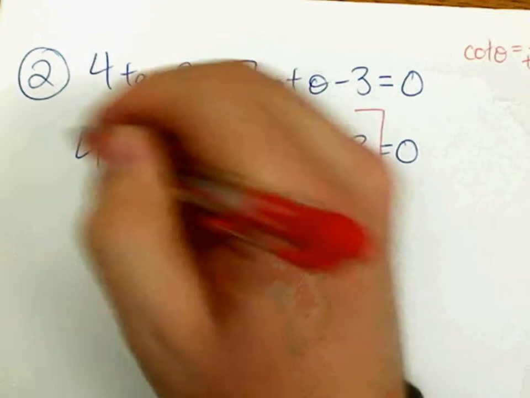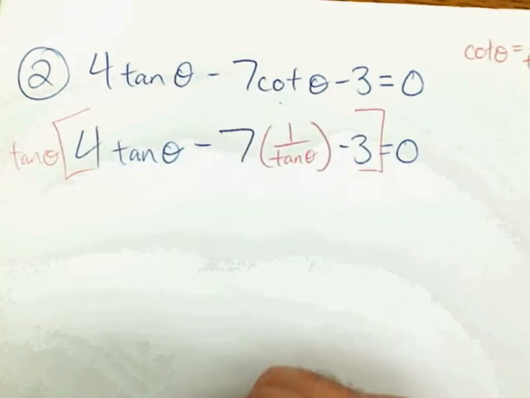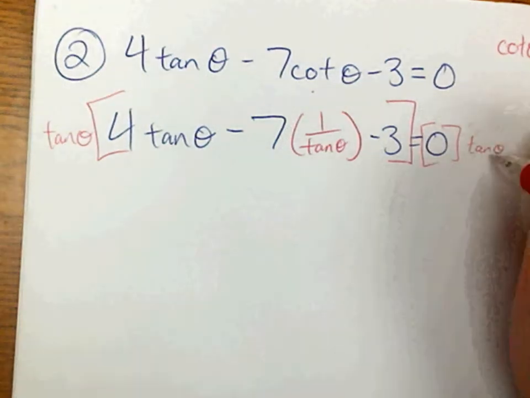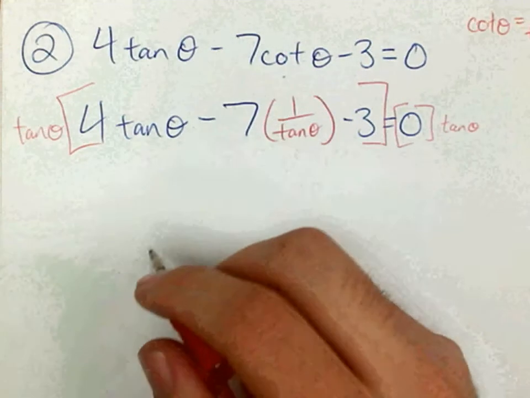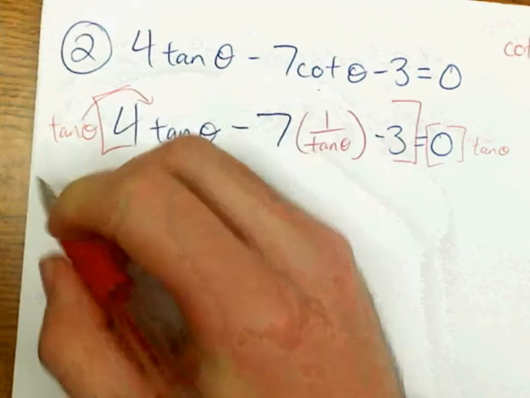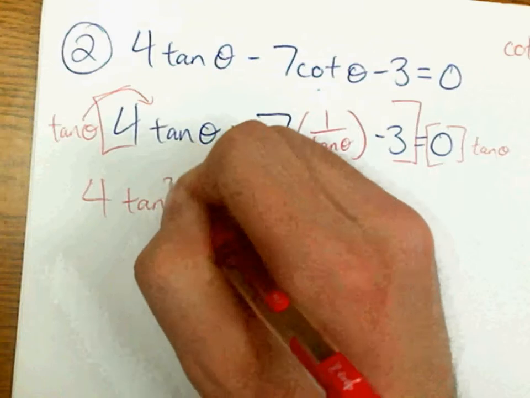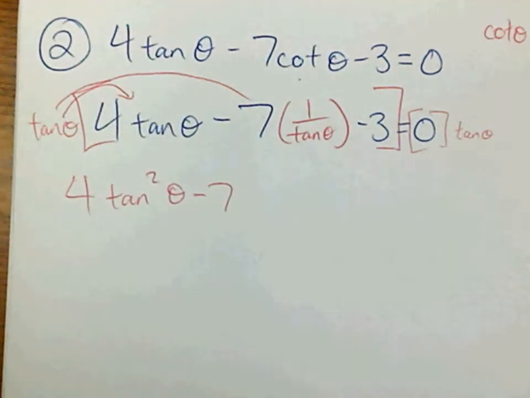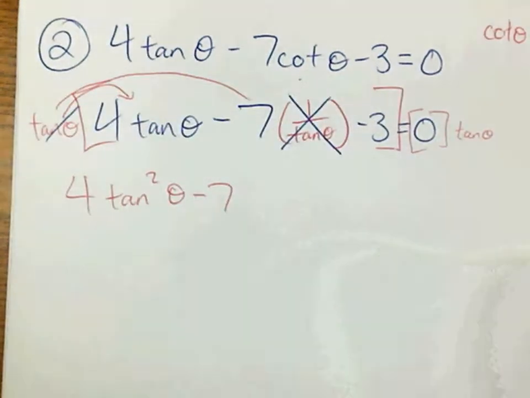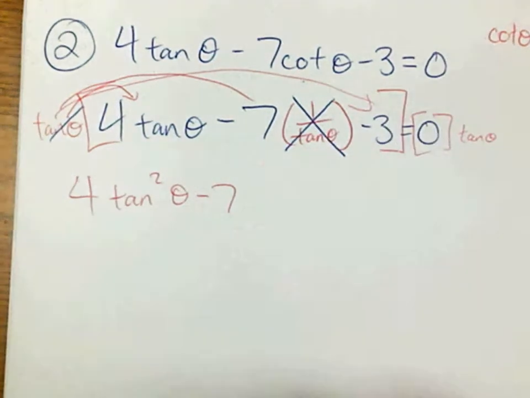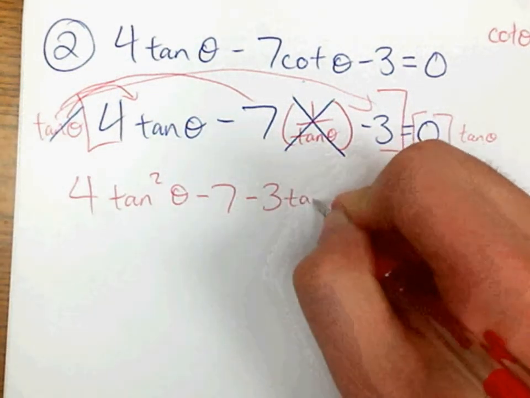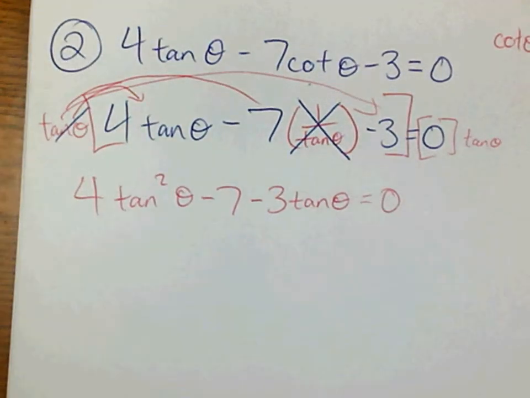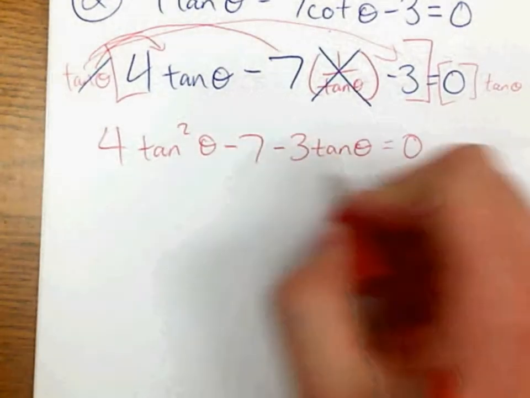So I will distribute tangent theta to all of my terms. And I can do that because I'm doing it to both sides. It's just tangent theta times 0, still 0, so it doesn't change anything. So that gives me 4 tangent squared theta minus 7. Well, the tangents will just cancel out. And then tangent theta times negative 3 is minus 3 tangent theta equals 0. And we can rearrange this, make it look a little nicer.